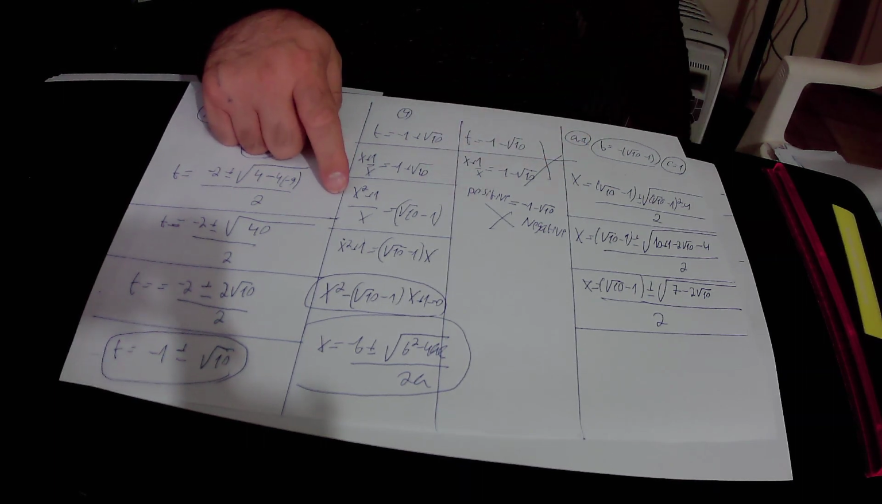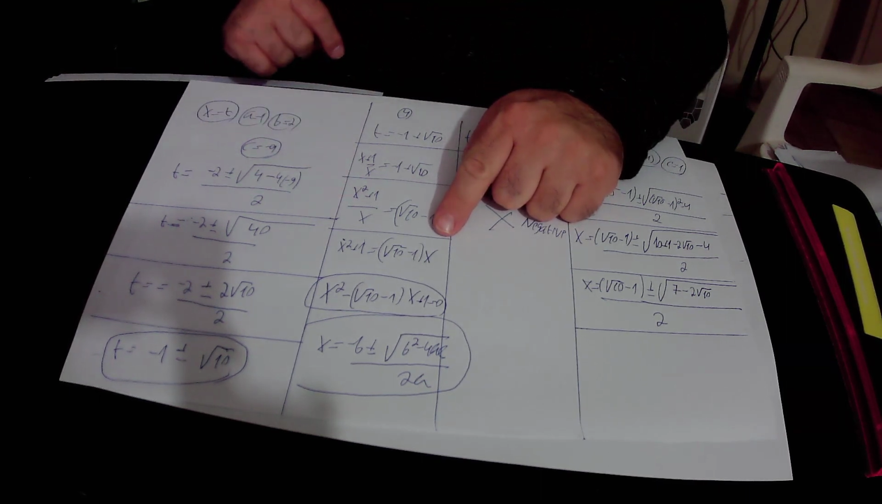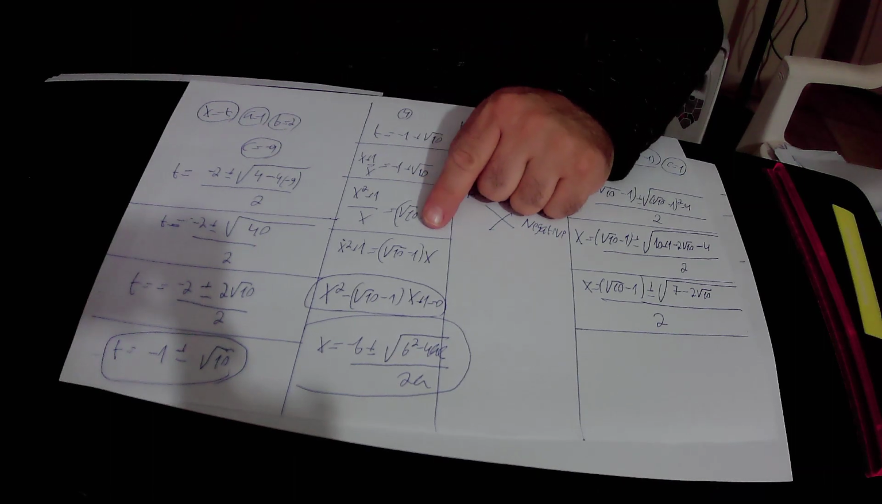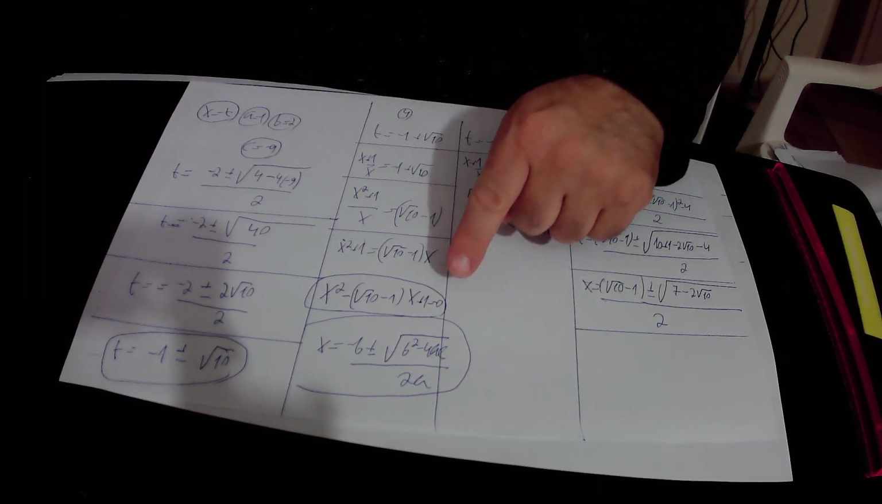Here we multiplied this equation by x and we got that x squared plus 1 equals square root of 10 minus 1 times x. Then we subtracted square root of 10 minus 1 times x from this equation and found that x squared minus square root of 10 minus 1 times x plus 1 equals 0.